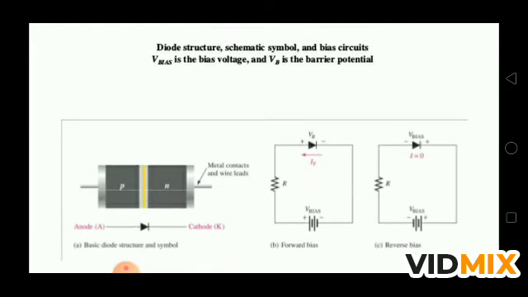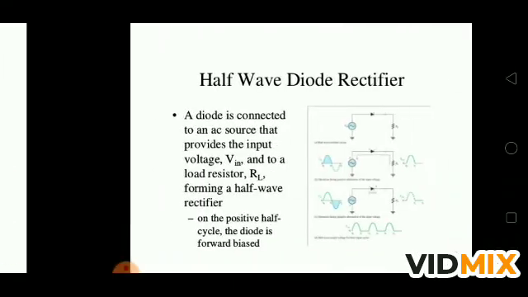These are very important diagrams, so you have to draw them in the copy also, that what is forward bias and what is reverse bias. In forward bias, the P type is connected with positive, and in the reverse bias the P type is connected with the negative of the source battery.